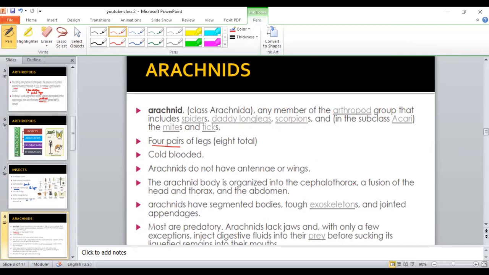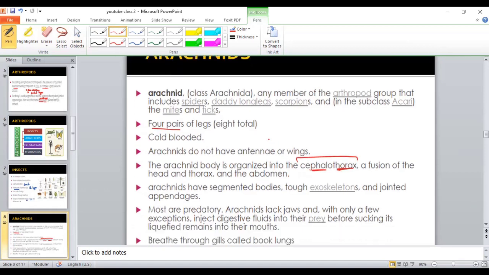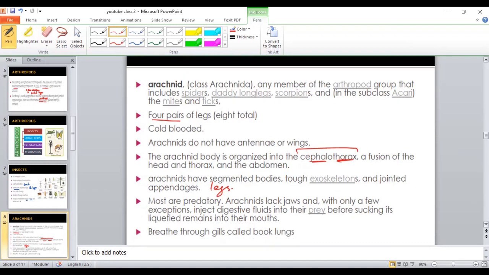Arachnids' body is divided into the cephalothorax, a fusion of head and thorax. Like they have two segments. Their head region is fused with the thorax region, so this is considered as one segment, and the abdomen, which is the second segment. Arachnids have a segmented body, they have an exoskeleton, but they don't have wings, but they have jointed appendages, meaning legs. Most are predators. Predator means they are parasites. They suck the blood of the host.